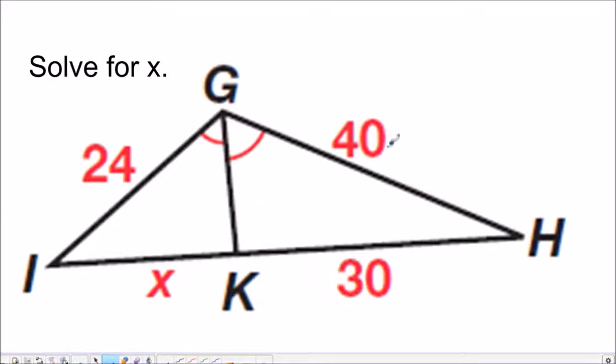Okay, and here it is. Go ahead and get it written down. Okay, and the setup is real simple. All we're going to do is we're going to set it up just as it looks. 24 over x, and then we could have 40 over 30.